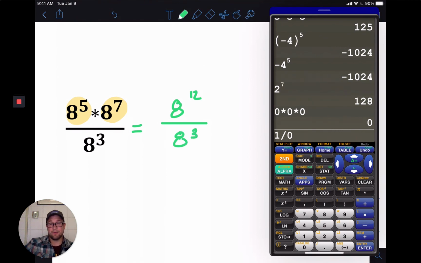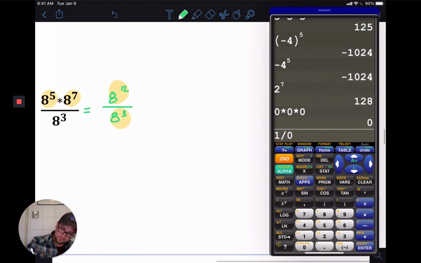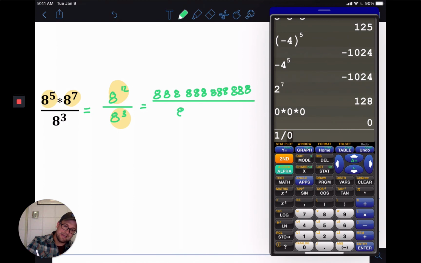So we've gotten simpler, but now, if you notice, we have an 8 to the 12th up top and an 8 to the 3rd on the bottom. Those two pieces, we could get them onto the same pile if we're careful. Now, here's what we know. If we had 8 to the 12th, that's just 8 times 8 times 8 times 8 times 8 times 8 times 8 times 8 times 8 times 8 times 8 times 8. And 8 to the 3rd is just 8 times 8 times 8.